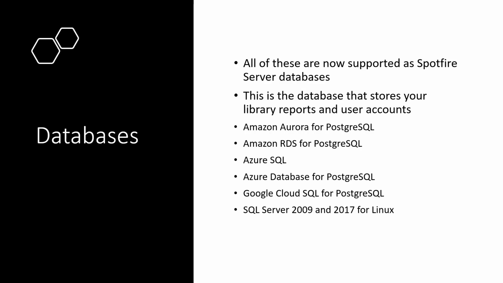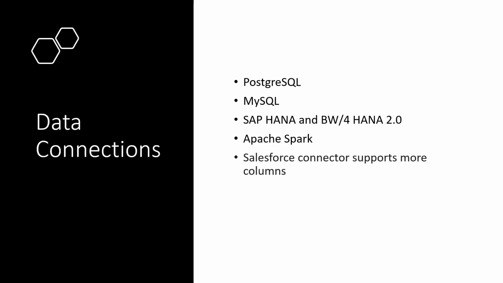Amazon Aurora, Amazon RDS for PostgreSQL, Azure SQL, Azure Database for Postgres, Google Cloud SQL for Postgres, and SQL Server 2009 and 2017 for Linux. Data connections. You now have better support for PostgreSQL, MySQL, SAP HANA and BW4 HANA 2.0, Apache Spark, and the Salesforce connector supports more columns.